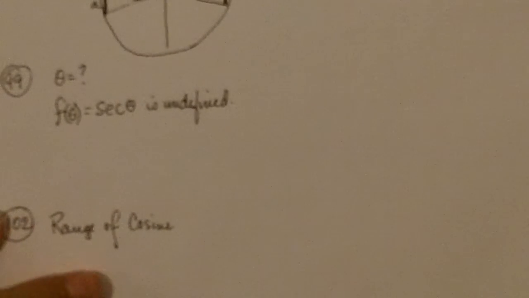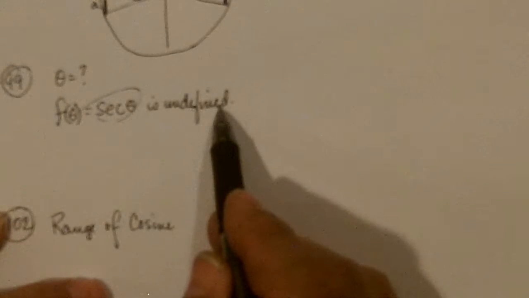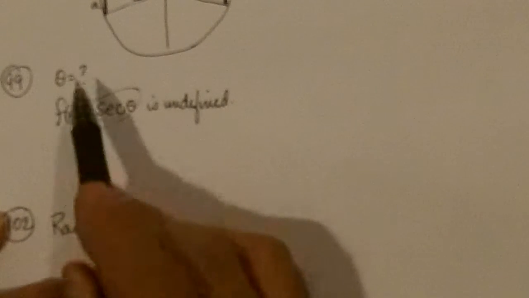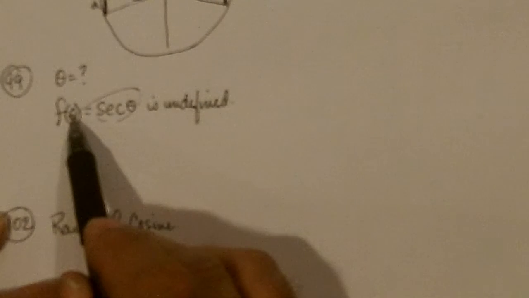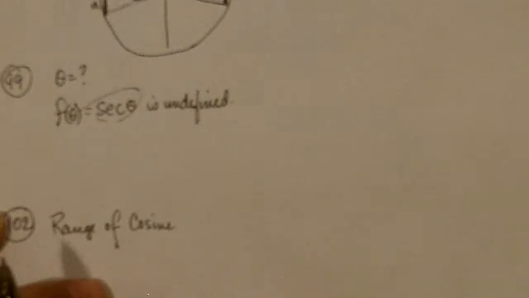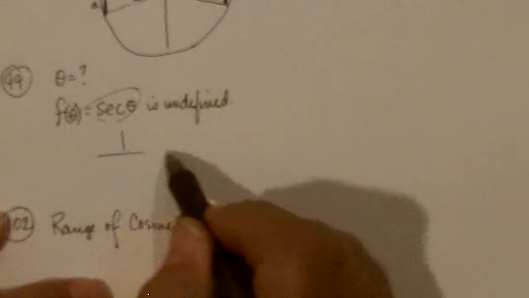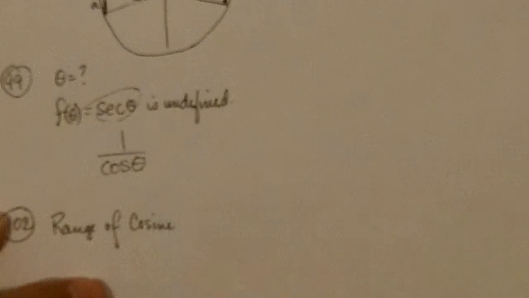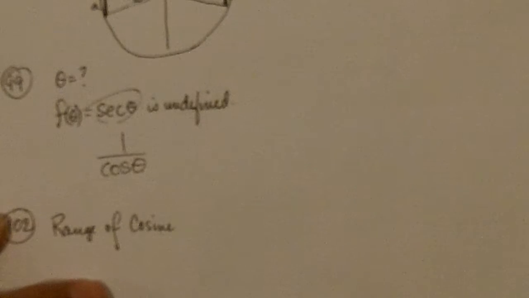Okay. Secant. When is it undefined? That's basically what they ask. For what angles is f of theta undefined? In other words, secant undefined. And secant is 1 over cosine of theta. So anytime cosine is 0, it will be undefined.